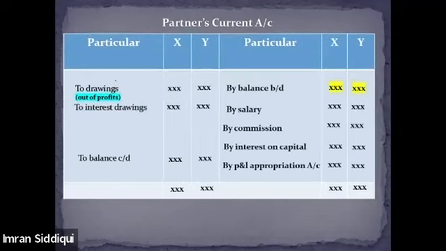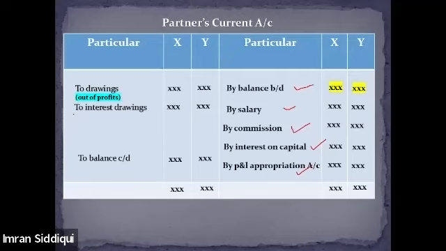Then we prepare the current account, wherein we start with the current account opening balances, which will be there in the question. If it is given in the question, then only we'll write the opening balance of the current account. If it is not there in the question, we will assume that there is no opening current account balance, so we'll skip this entry. After that, any other payment made to the partner, whether it is by way of salary, commission, interest on capital, or the amount of profit that we found out through P&L appropriation, everything will be recorded on the credit side.